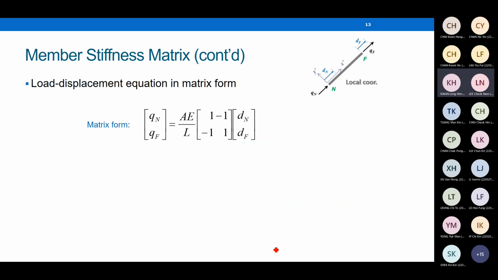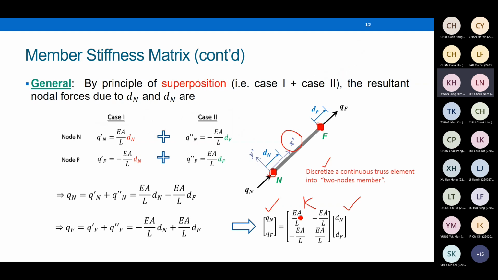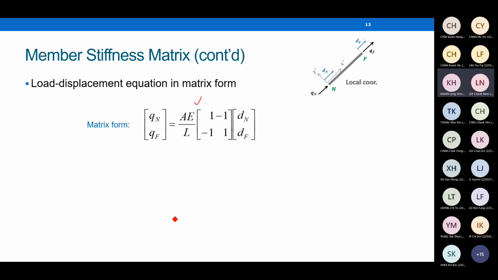You can move the constant EA over L outside the matrix, becoming this one in matrix form. You can see EA over L inside the matrix. So to make things easier, you can extract these common terms out, becoming these equations. Sometimes we don't want to write down the matrix too many times, with too many symbols.